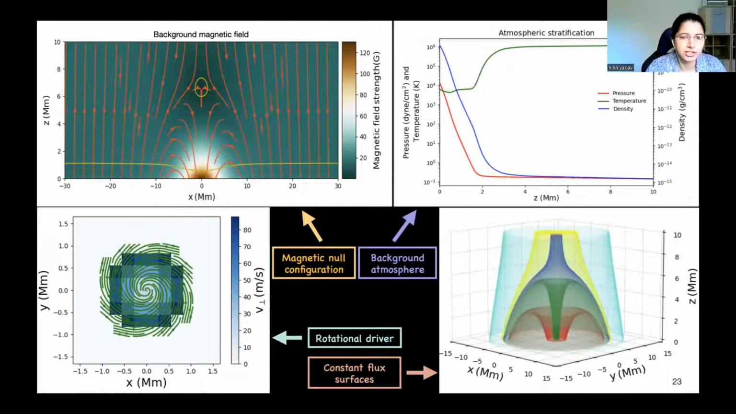And then we applied a rotational driver at the bottom boundary, here at a localized region. That driver I am showing here in the bottom left panel. The top right panel displays the stratification of the atmosphere from the photosphere to the solar corona, and the magnetic field configuration is of a null point. Here I am constructing a few constant flux surfaces, shown in the bottom right panel, and applied the two methods to compare the results in order to validate our new approach to separate the wave modes.